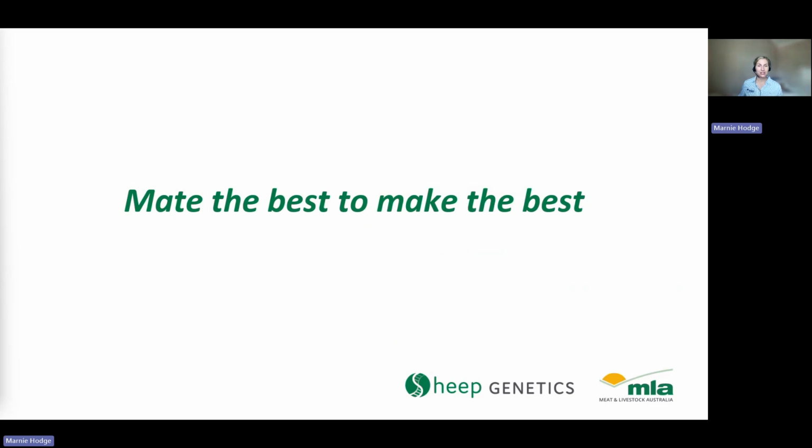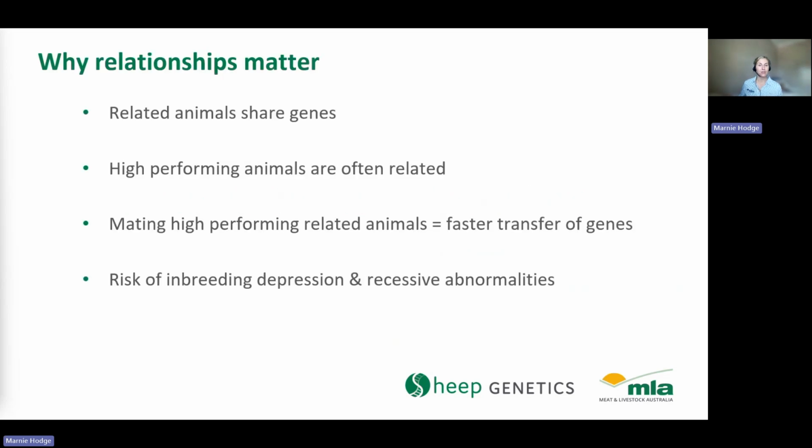And we need to think about relationships when we think about identifying the best animals to mate. More often than not, highly related animals share genes in common. And more often than not, high performing animals are also highly related, whether that's through line breeding or just smaller genetic pools. And we know that sometimes mating high performing animals increases the rate of transfer of genes or the relationship between animals. Again, that can be done through line breeding or just smaller genetic pools.